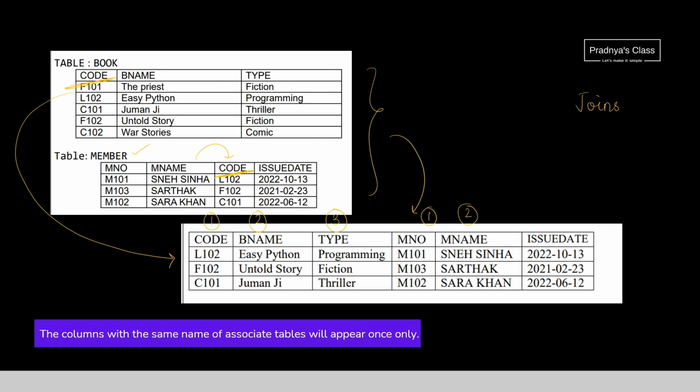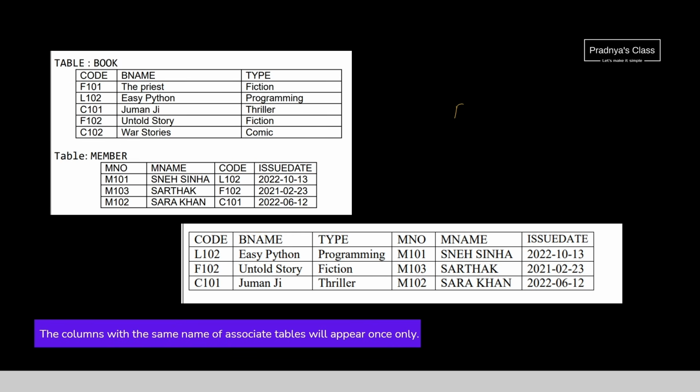So in case of natural join, the columns with the same name of the associated table will appear only once. You can see here the column code is already printed. That's why it will not get printed again. Then moving ahead to the next column, issue date is getting printed. So that was natural join. In case of natural join, the repeated column will get displayed once.